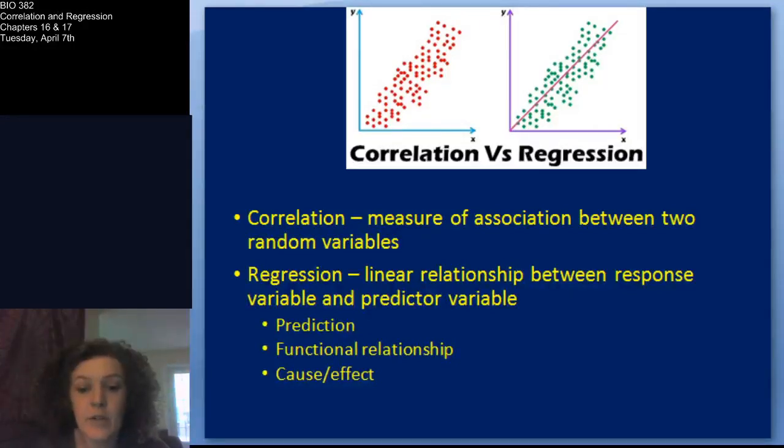So the difference between a correlation and a regression: correlations are essentially just telling you if two variables vary together. There is an association between two random variables, x and y. With a regression, you are looking at a linear relationship between a response variable and a predictor variable. The response variable is your y variable, or your dependent variable, and your predictor variable is your x variable, or your independent variable.